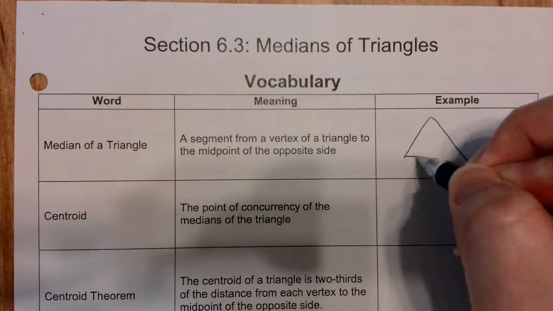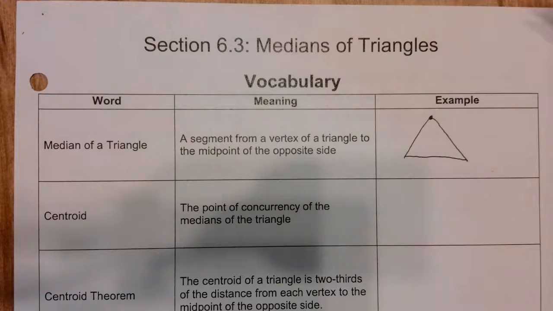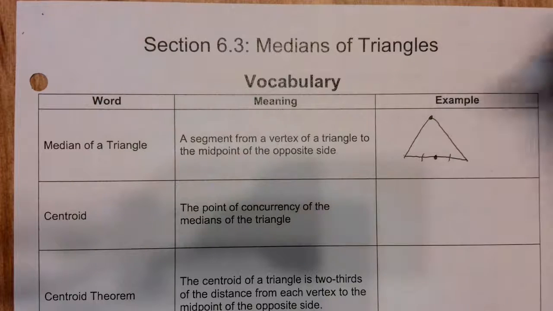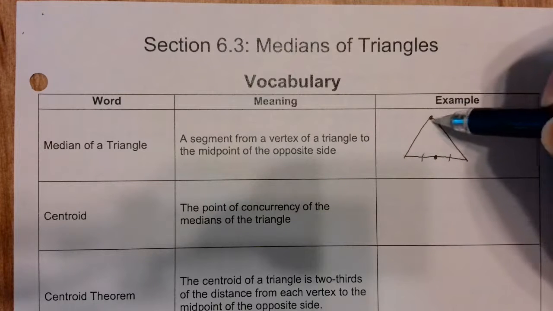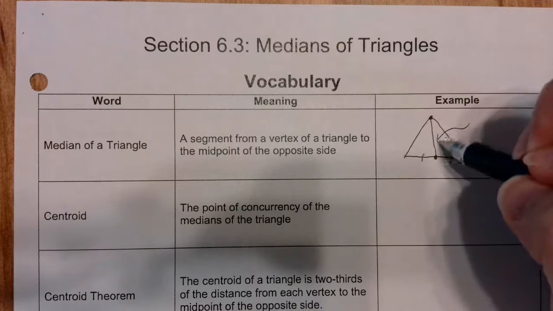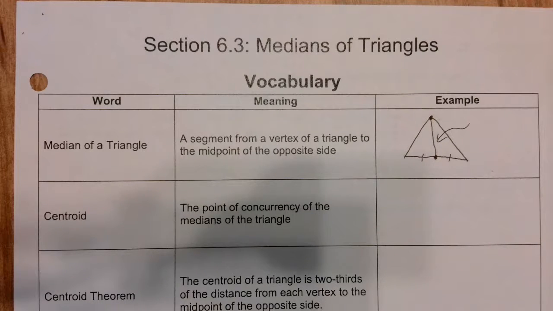So if you have a triangle like this, the vertex is a corner. So there are 3 vertices. And you know a point is the midpoint because of the congruency marks on each side of that point. And the median is the line that connects the vertex to the midpoint.